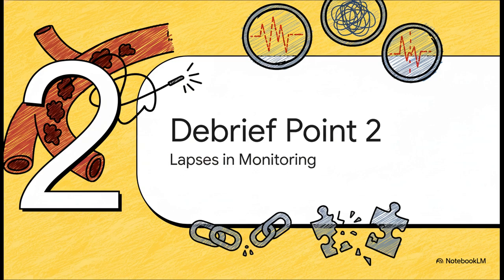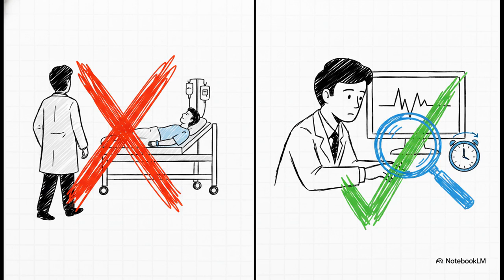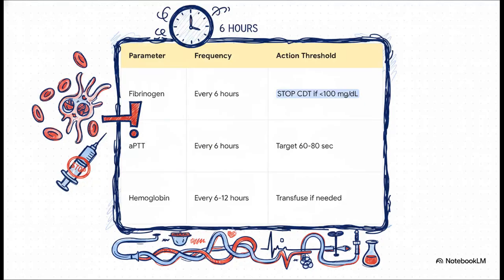Right, so this leads us straight to our second debrief point. You have a poor procedural plan already in motion, and then it gets compounded by some really critical lapses in monitoring. Look, CDT is an active, dynamic process. It is absolutely not a set-it-and-forget-it kind of infusion. The complications that come with it, they are almost always preventable, but only if you have rigorous by-the-book monitoring. And this is the non-negotiable protocol.